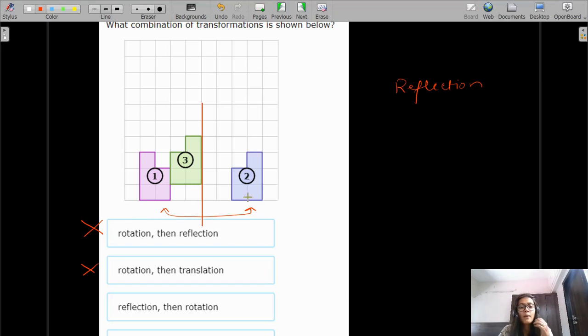And then from number 2 to number 3, this figure has been shifted left and then up. So from 2 to 3, it's translation. See, it's the exact same figure. It has been just shifted left by 1, 2, 3, 4 units and then up by 1 unit. So first reflection, then translation.